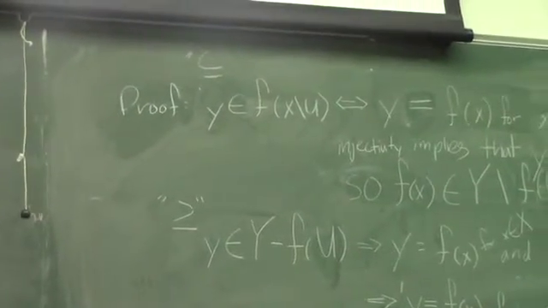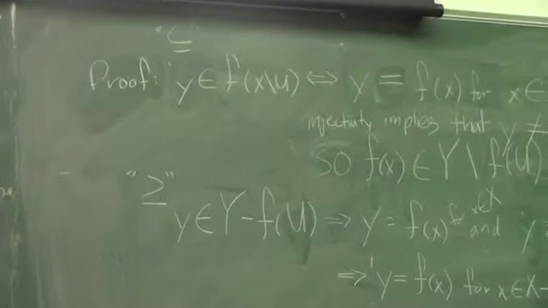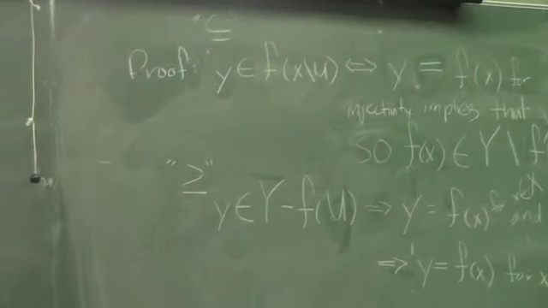Oh, that goes back to you showing that for two sets to be equal, they have to be subsets of one another. Right. Yeah.